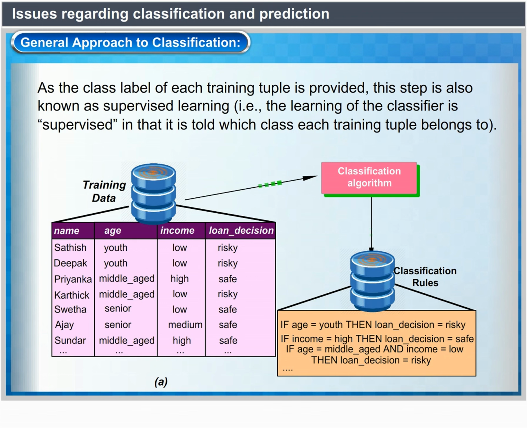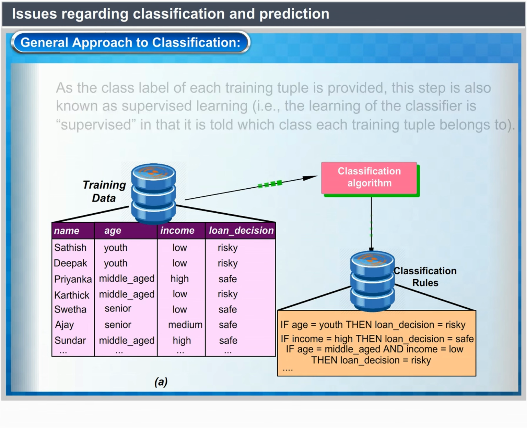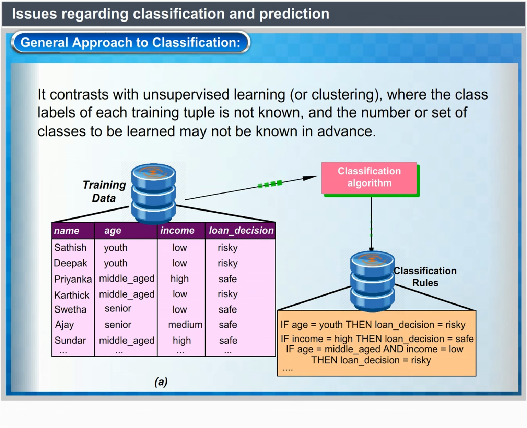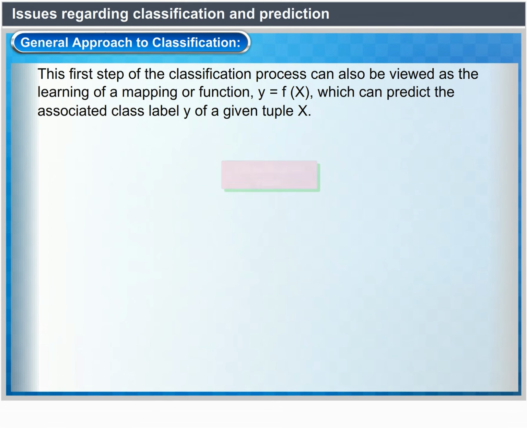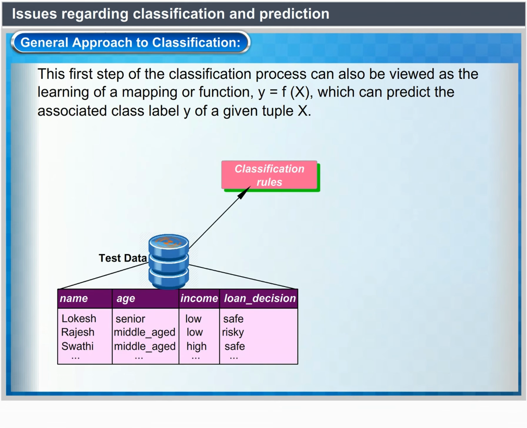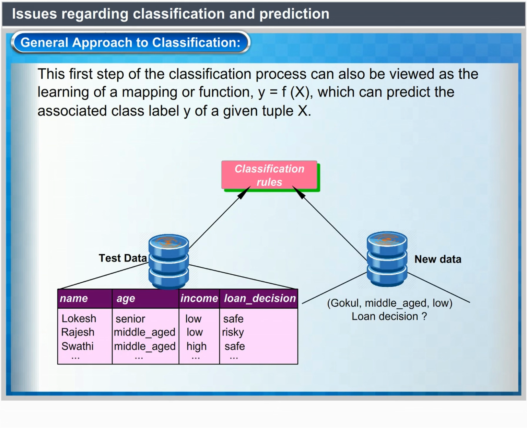Since the class label of each training tuple is provided, this step is also known as supervised learning. That is, the learning of the classifier is supervised in that it is told to which class each training tuple belongs. It contrasts with unsupervised learning or clustering, in which the class label of each training tuple is not known and the number or set of classes to be learned may not be known in advance. This first step of the classification process can also be viewed as the learning of a mapping function, y equals f of x, that can predict the associated class label y of a given tuple x.